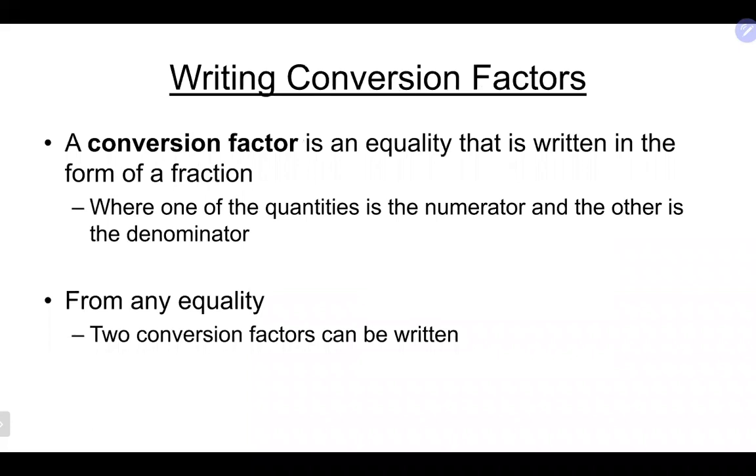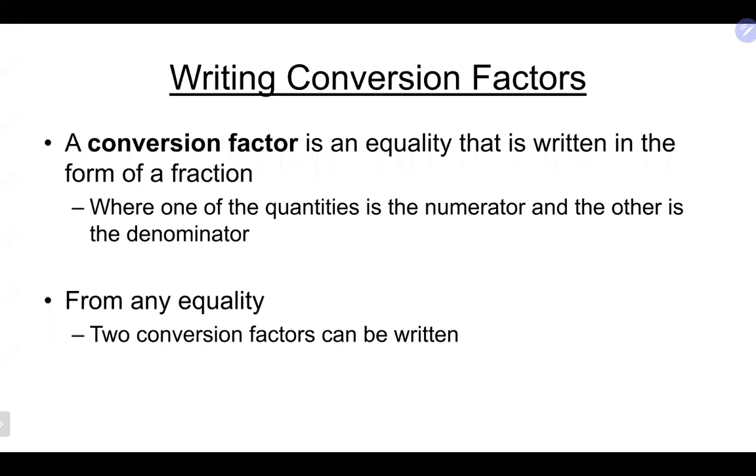All right, so let's talk officially about dimensional analysis and writing conversion factors. As I mentioned, a conversion factor really comes from an equality, and you can write it from any type of equality, where one of the quantities is the numerator, the other one's the denominator. And as I mentioned before, you can write two different conversion factors for any one that you want.